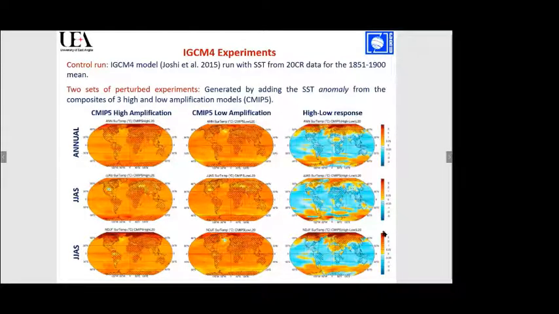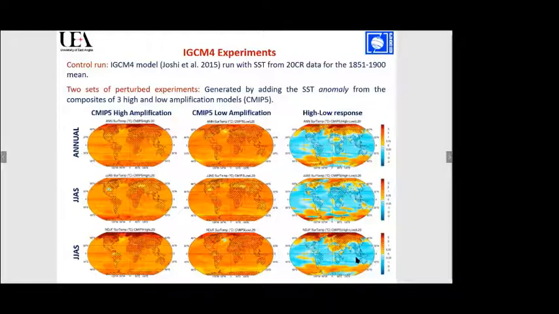So we can see that the high amplification model, which simulates a warm anomaly in the Arctic region, is extending southward up to 30° north, and this warm anomaly is seen in the Asian region, North America and the European region. And we can also see this warm anomaly in the southern regions.